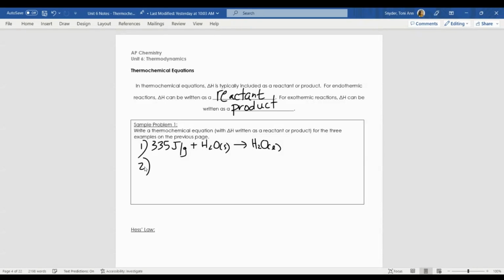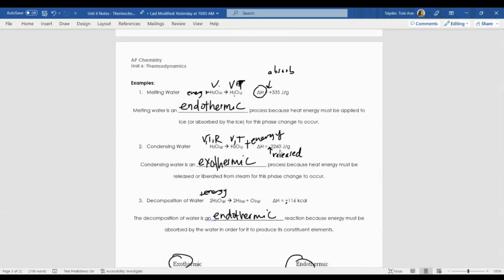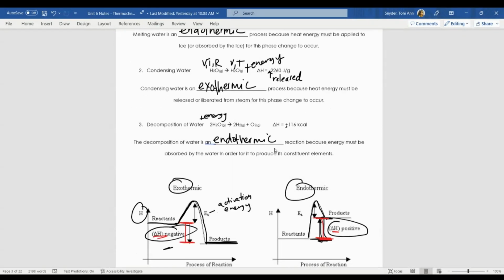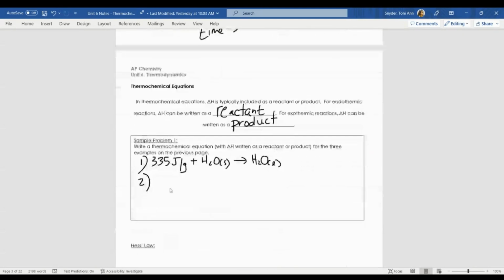Let's take a look at number 2. So this condensing of water right here, delta H is a negative value. Because this is a negative value, this is how much energy is released, which means that this 2,260 is a product here. So I'm going to rewrite this as a product. If I have H2O gas, that's going to become water. But in this process, I would liberate 2,260 joules per gram of energy. Sometimes you might see heat written as an actual reactant or product, and that's exactly what we're doing here.